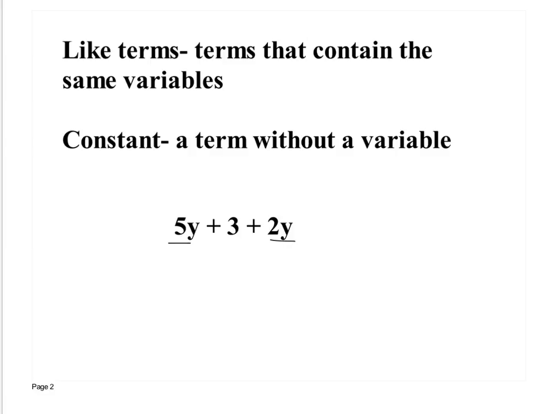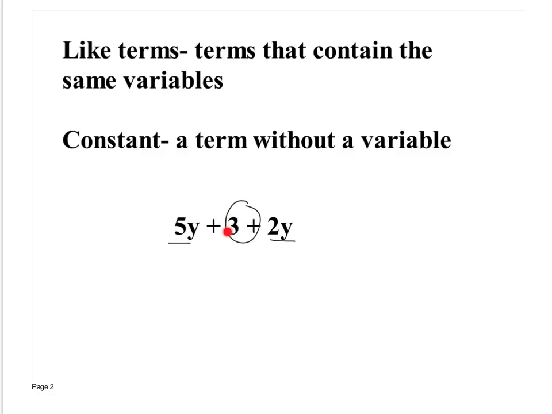Constant, I just talked about a little bit. It's a term without a variable, so 3 would be the constant. We call it the constant because the 3 is not going to change. It's not being times by anything, so it doesn't change. The 5 is being times by y, and y could change. Y could be 1, it could be 2, it could be 3, I don't know. So it's going to change eventually, when I find out what y is. So that's why 3 is a constant, because no matter what y is, this is still going to be 3.